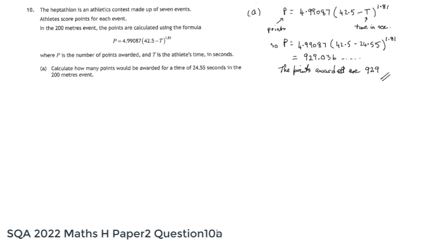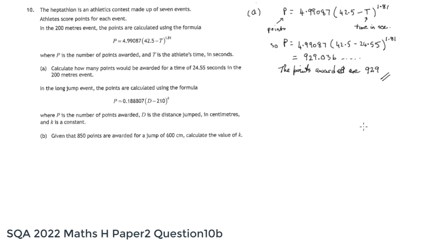And now we're on to part B. And here's another bizarre formula. This is for another of the events in this heptathlon. This time it's the long jump event. So let's look at this formula: 0.188807 times, and this time it's the difference between D and 210, and it's raised to, well, we don't know what the constant is. It's just a constant.